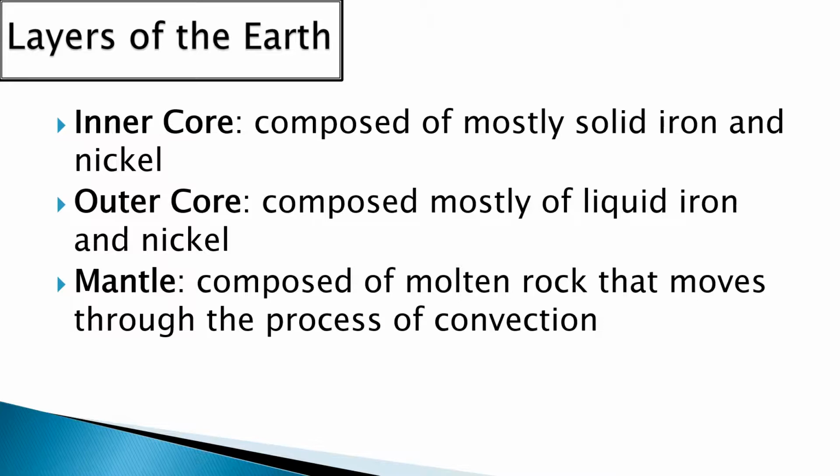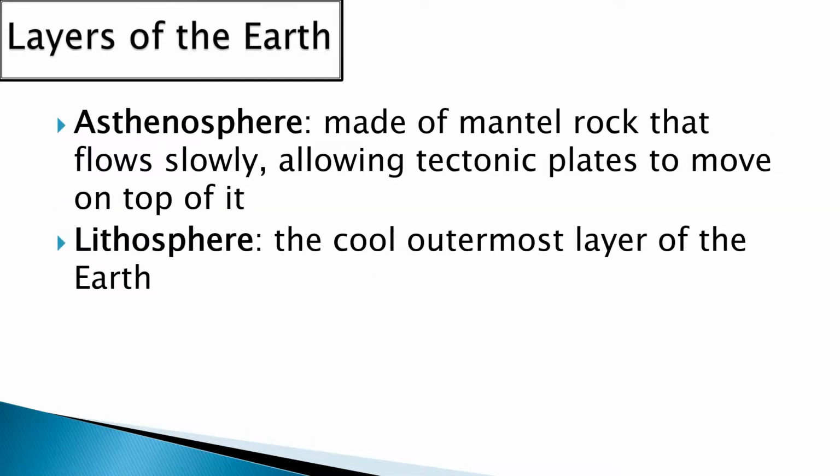So once again, going from the inside out, the inner core is composed of mostly solid iron and nickel, whereas the outer core is composed mostly of liquid iron and nickel. The mantle is composed of molten rock that moves through the process of convection. The asthenosphere is made of mantle rock that flows slowly, allowing tectonic plates to move on top of it, and the lithosphere is the cool outermost layer of the Earth. In other words, our crust.